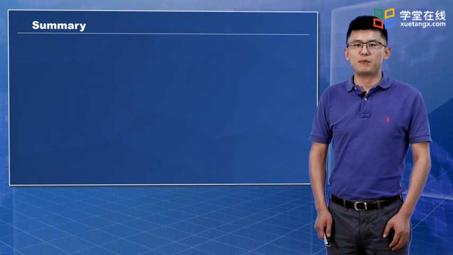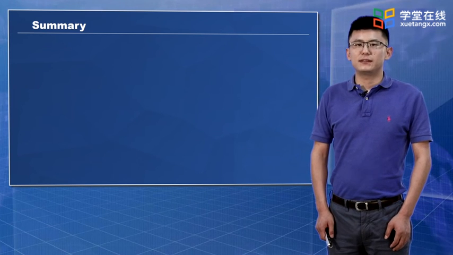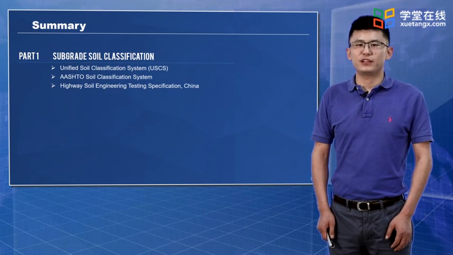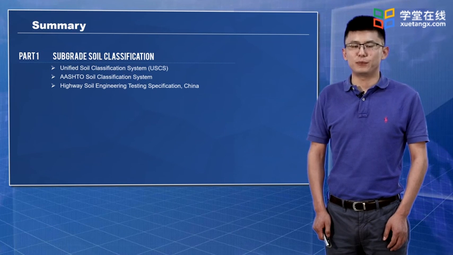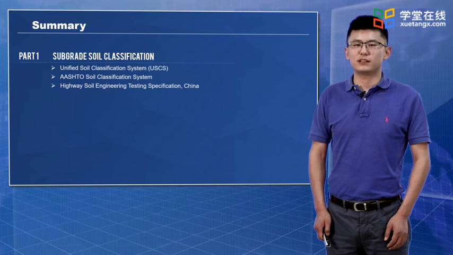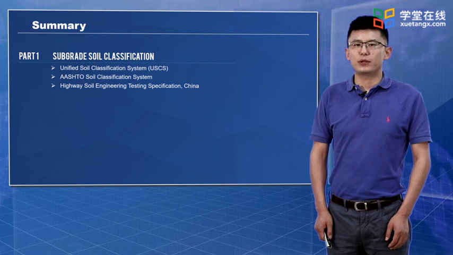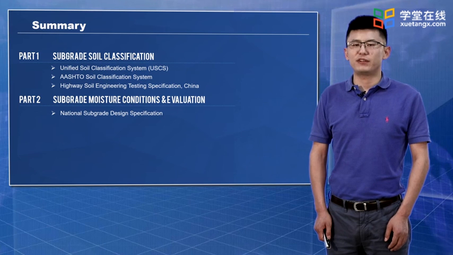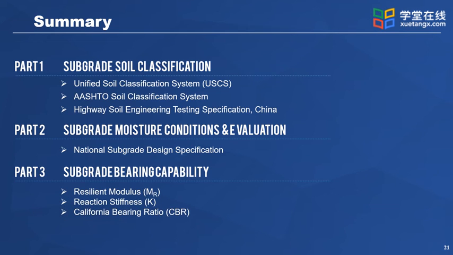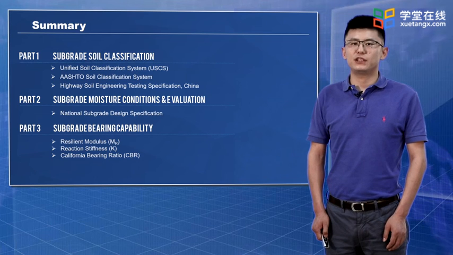Okay, now I think it's a summary of this mini class. And in this class, we introduced 3 parts. The first is about the subgrade soil classification system. We introduced 3 different classification systems, the USCS, the AASHTO one, and the Chinese one. The second part is the subgrade moisture conditions and evaluation. We provided a criteria to determine the moisture conditions. And the part 3, subgrade bearing capacity. And we introduced 3 different parameters to determine the bearing capacity. They are the resilient modulus, the reaction stiffness, and the California bearing ratio.